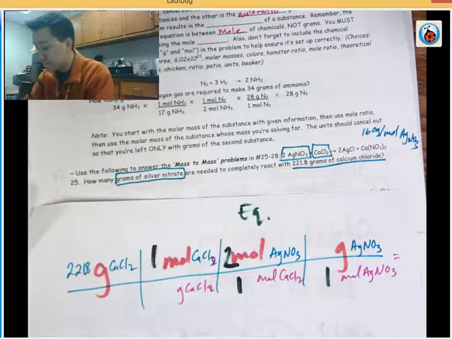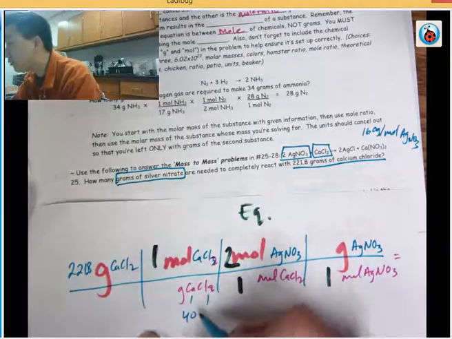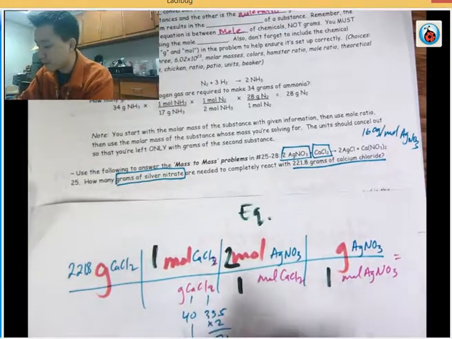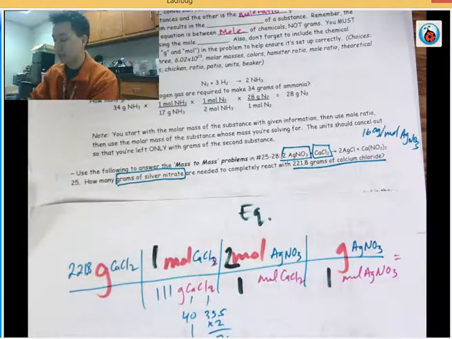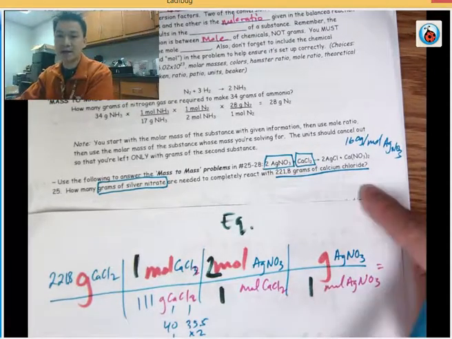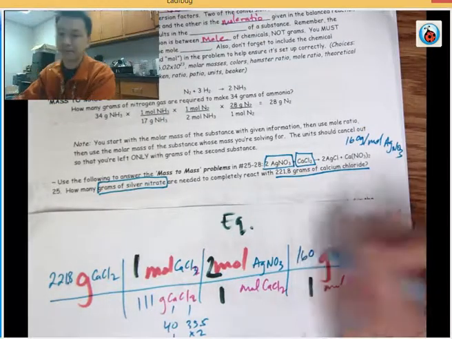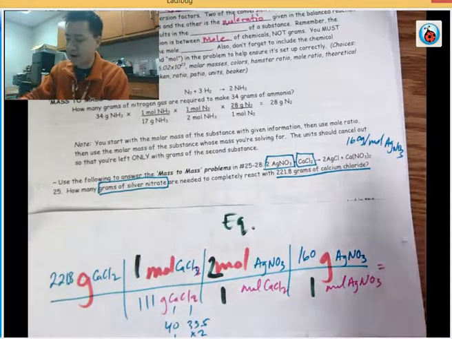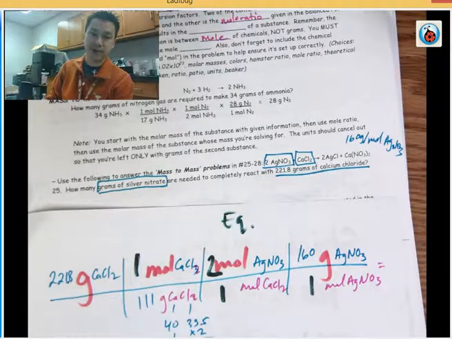So, grams now. The grams of CaCl2. Ca is 40 grams. Cl2 is 35.5 times 2, which is 71. 40 plus 71, that's 111 grams of CaCl2. AgNO3, like I said, Ag is 108, nitrogen is 14, 3 oxygen is 48. That gives you 160 grams. And that's how you get those numbers. Okay? Multiply all the top first and divide by the bottom. Then you'll get your answer. Pretty neat. And that's how you do 4-step grams to grams conversion.